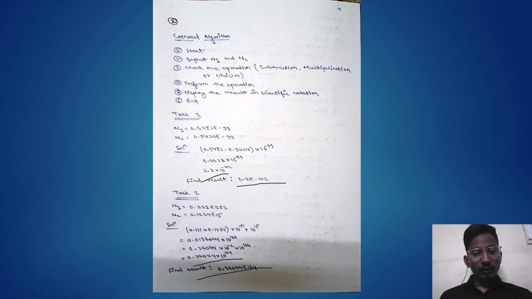First of all, we subtract both and common 10 to the power 99. Now this is the result. The final is 2.8 E 102. And task 2 is N1 and N2 and the multiplication of both of them. The final is 1.37074 E 164.